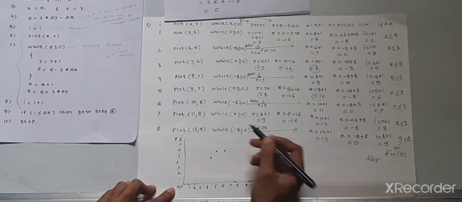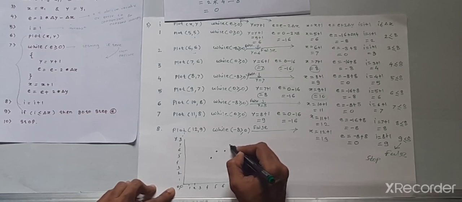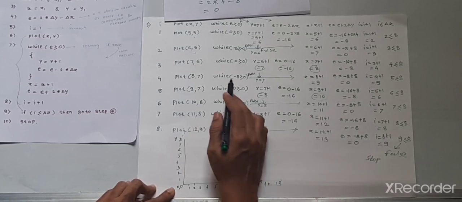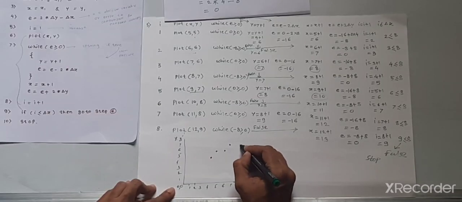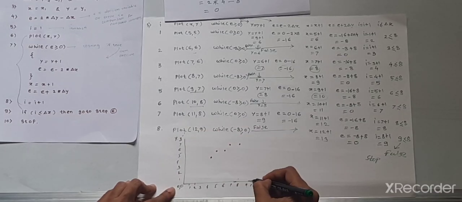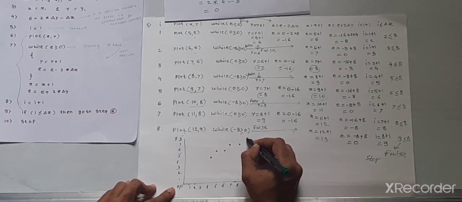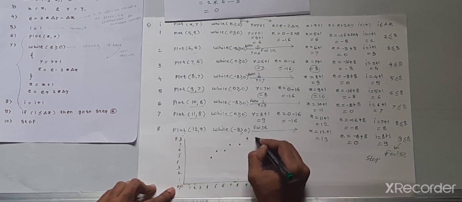Next is 7, 6. So here 7, 6. Next there is 8, 7. We are having here 8, 7. Next to that there is 9, 7, so we are plotting that one. Next there is 10, 8, so here is 10, 8. Next to that there is 11, 8, so here we are having 11, 8.